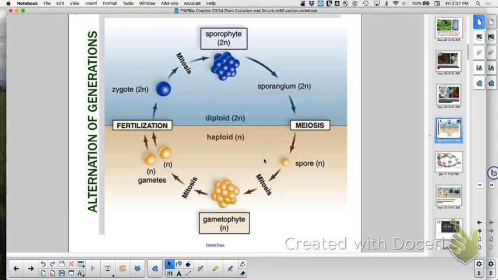Put that in your own words, whoever's turn it is. Go. Explain it. So diploid means both sets of chromosomes, so the only one that has that is the sporophyte, which is how you see the spore, really.